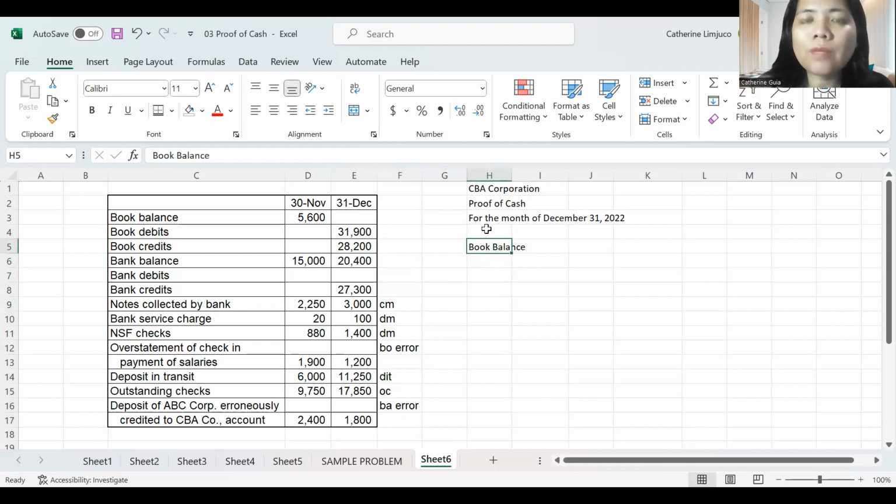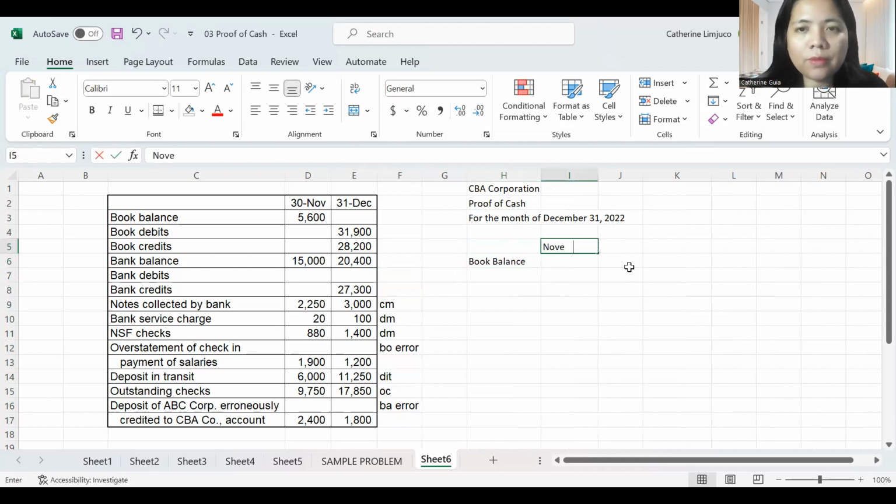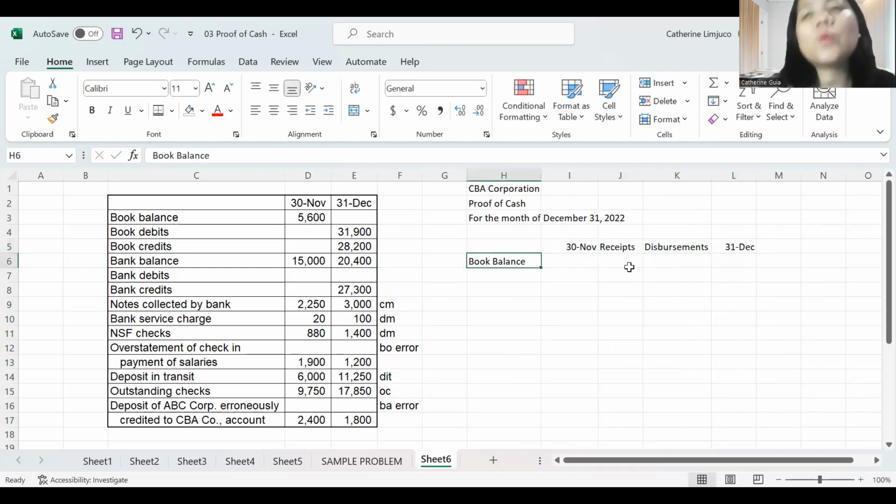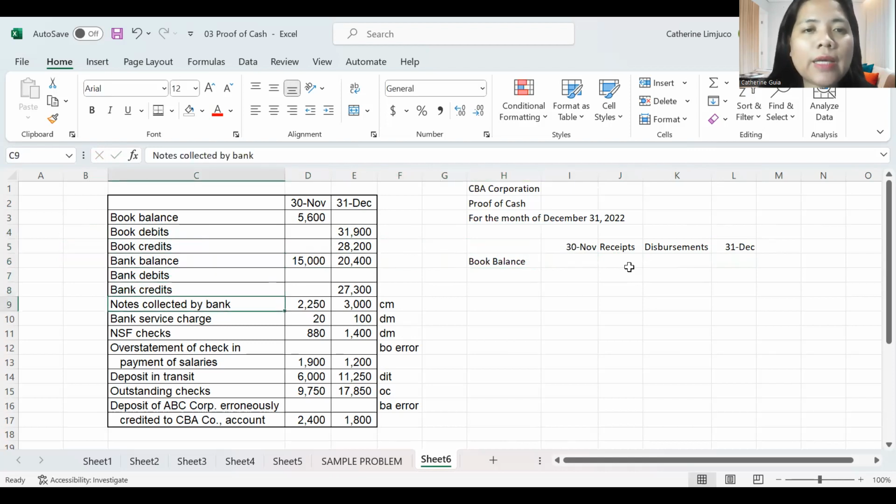So remember that in proof of cash, we have 4 columns. We have the previous month, which is November 30, the receipts column, the disbursements column, and also the current one, which is December 31. So we will just transfer the amounts in our table to our proof of cash, and determine whether the reconciling items in this table are added or deducted from book balance or from bank balance. So let's have here the book balance, which is for November, 5,600.